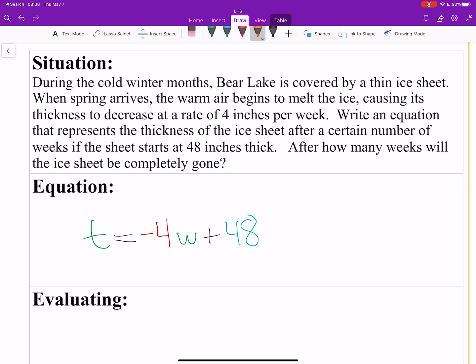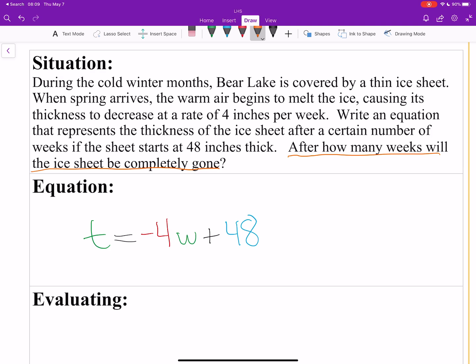Okay, and so what we want to know, well, sorry, back up really quick here. I've got the equation modeled right there, as you can see. Watch the other lesson video if you want to know how to do that. And we want to know after how many weeks will the ice sheet be completely gone. Uh-oh, this particular one doesn't have a number that they give us directly, does it? It just says after how many weeks will the sheet be gone.